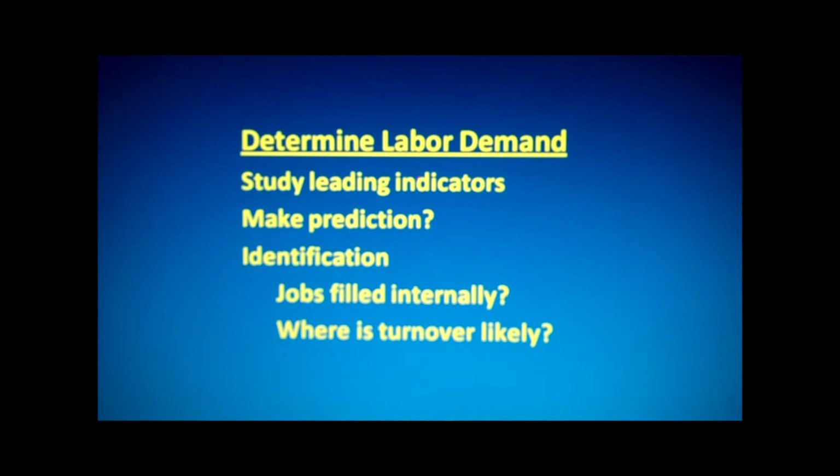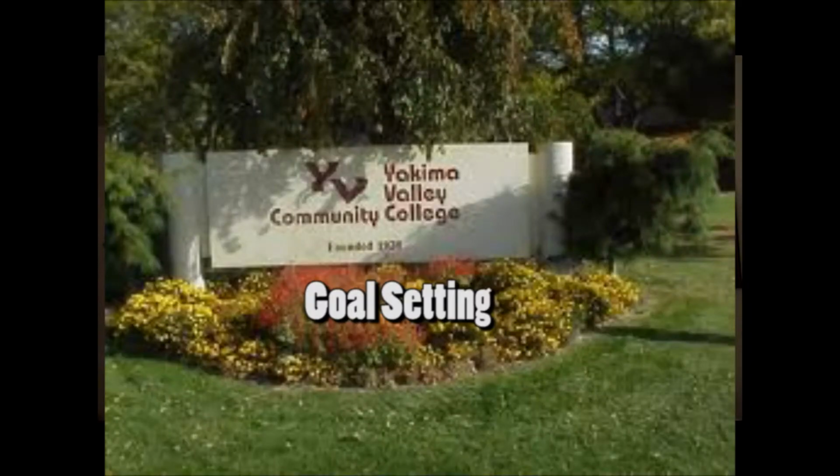In determining the labor demand, there comes the process of identification. Human resources determines which jobs can be filled internally and where there's turnover likely. The next step in the process is goal setting. Now, this is where we assign numbers to the needs. In this case, we are looking at how many workers will be needed for a job and whether there'll be a surplus or a shortage of labor.